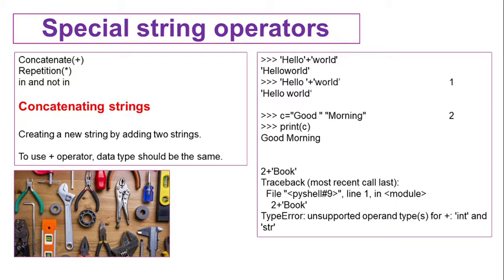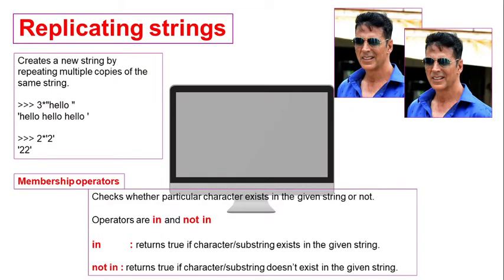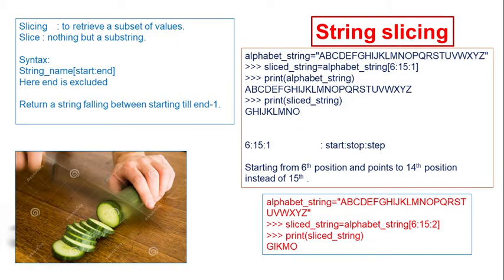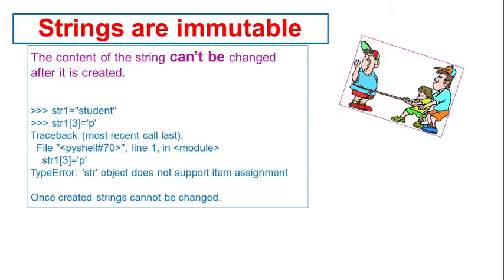In our previous session we learned special string operators like the concatenation operator plus, the repetition operator asterisk, in and not in membership operators, then replicating, that is what repetition is, then comparison operators like equal to, greater than or equal to, less than or equal to, then string slicing, getting substrings, then some more operators or examples of all those operations. Then strings are immutable, cannot be changed.